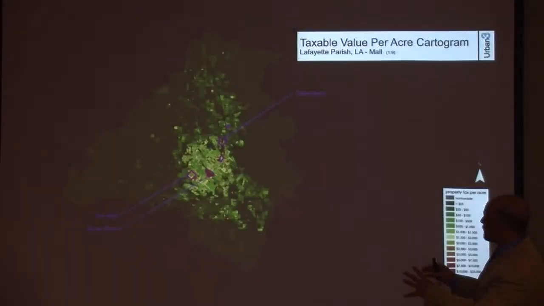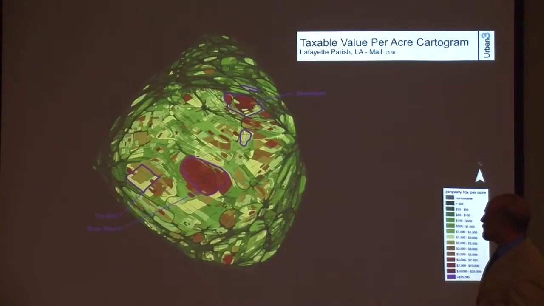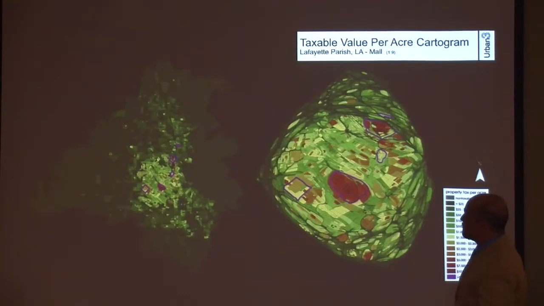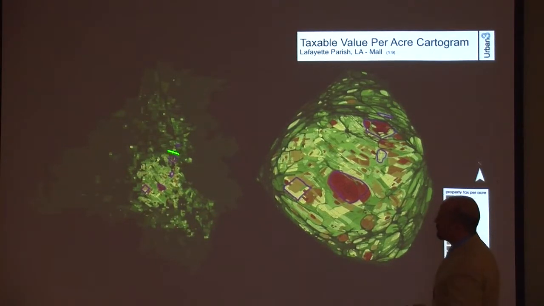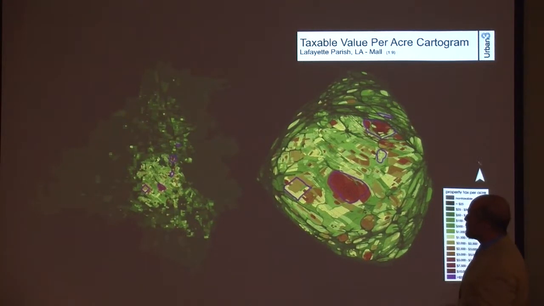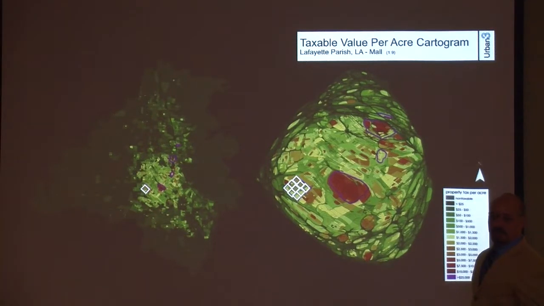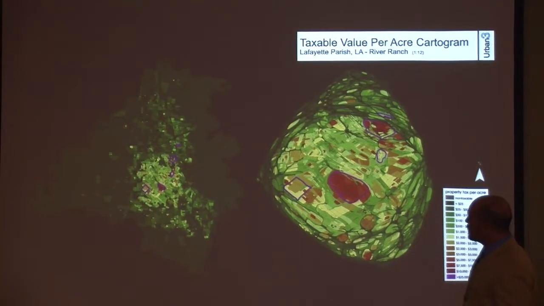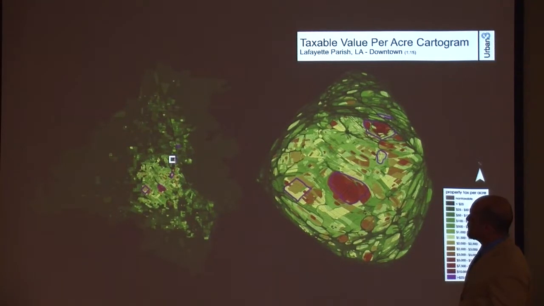So taking the whole parish and doing its cartogram, this is what happens. So you start to see the city, the center of the city, swell out into the parish. To put them side by side, here's the city area in here, and you can really start to see it swell up. But we highlighted the mall, River Ranch, and downtown right here to see how they're doing. So here's the mall area, here's its potency. So it's like a 1 to 9 potency. Go to River Ranch, it's about a 1 to 12 potency. You get into downtown, which is here, it's about a 1 to 16 potency.